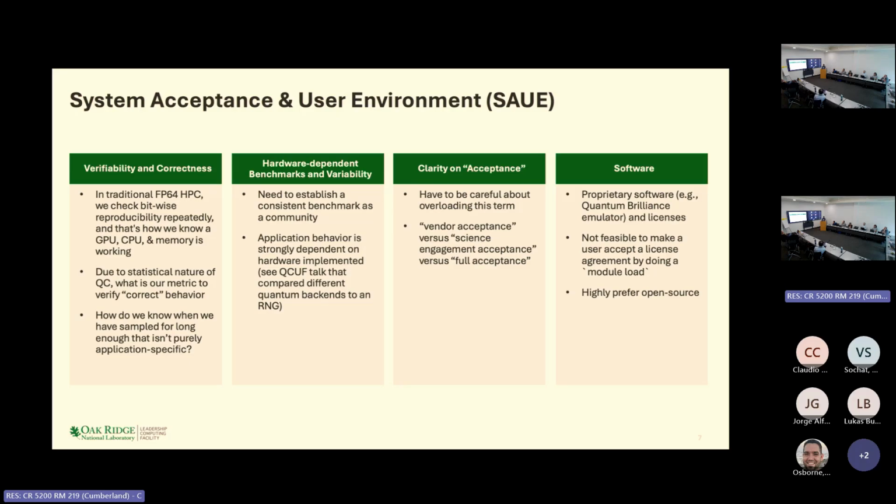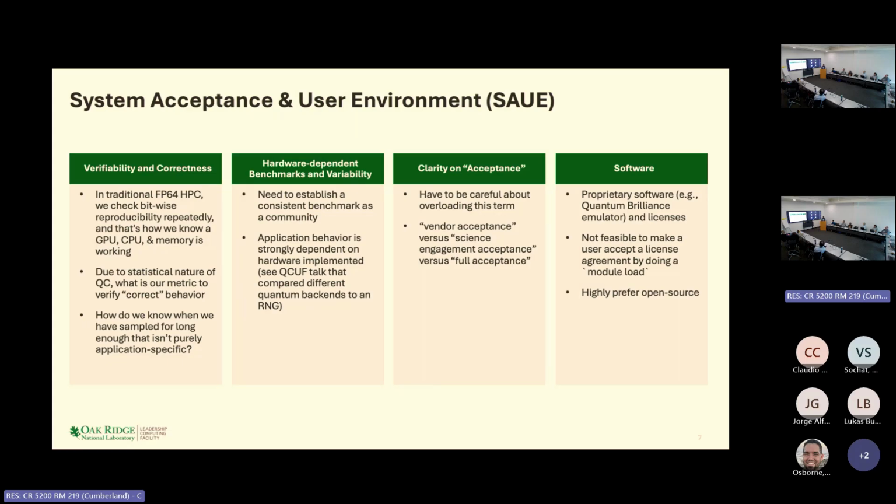And for them, at the end of the day, for FP64 it's about checking reproducibility, to make sure a certain benchmark is producing the same or similar results over and over again, right? Due to the statistical nature of QC, how does that affect acceptance? What does that mean? That's what they're concerned with. And if you sample for long enough, and I know that depends on the application, where is the line drawn in the sand? Because there has been a line drawn somewhere. "Trust us" is not okay.